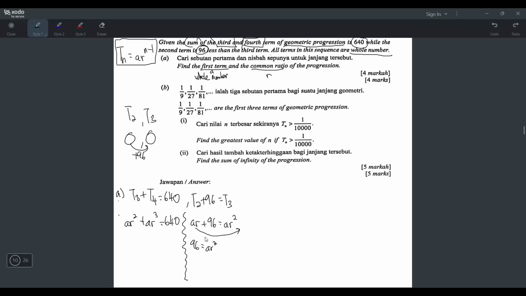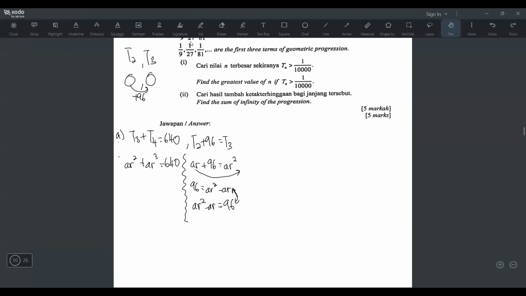So this one is minus AR. And I can rewrite this whole thing again, AR square minus AR, but it's the same. Ini dengan ni sama. It's just that I switch both sides. So sekarang saya boleh solve this using simultaneous.